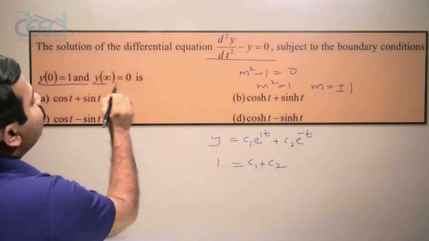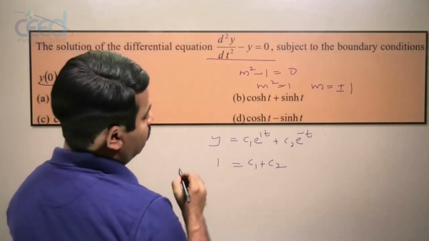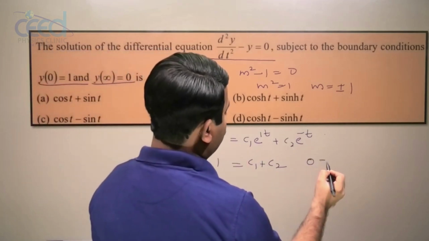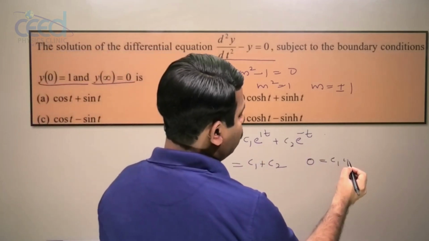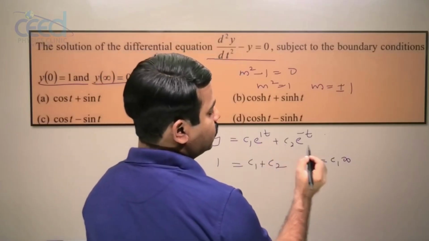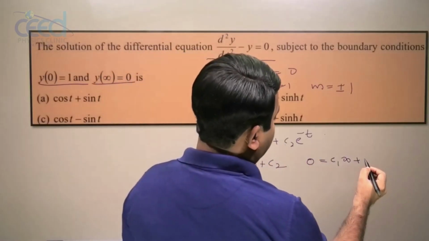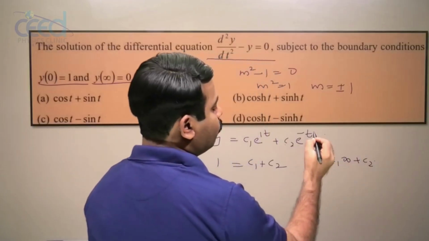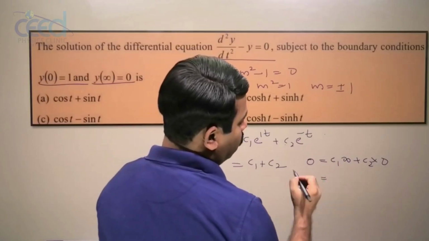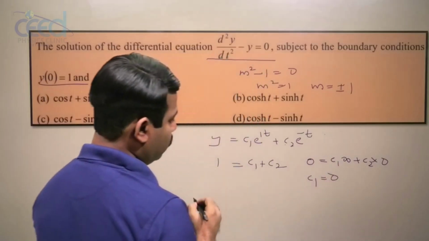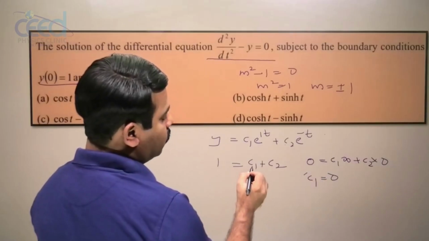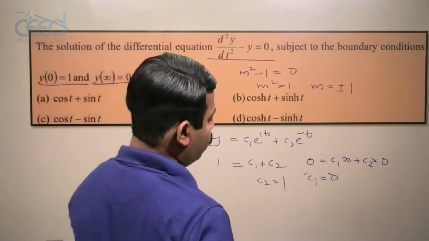Now y of infinity is 0, right. y of infinity 0 means y is equal to 0. Put here c1 into infinity, right. e raised to infinity is infinity. c2 into e raised to minus infinity is 0, right. Then c1 is equal to 0 by infinity, which is 0, so c1 is 0. c1 is 0 means here you put c1 as 0, that means c2 is equal to 1.